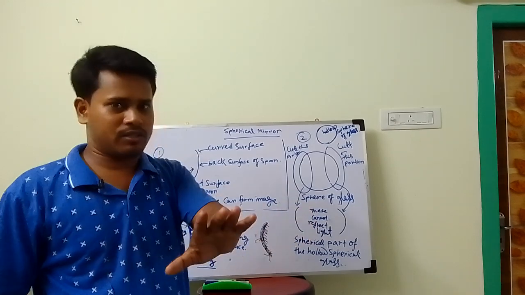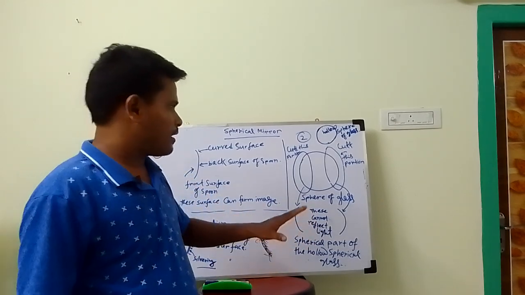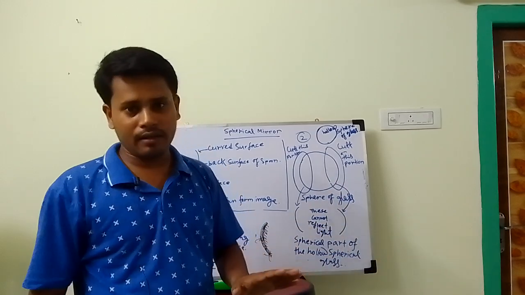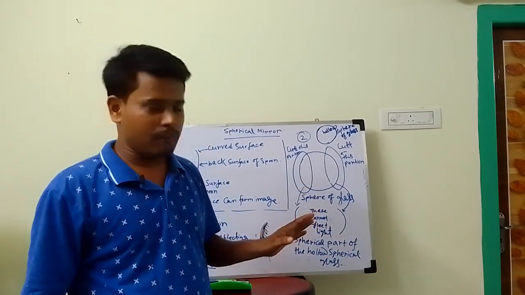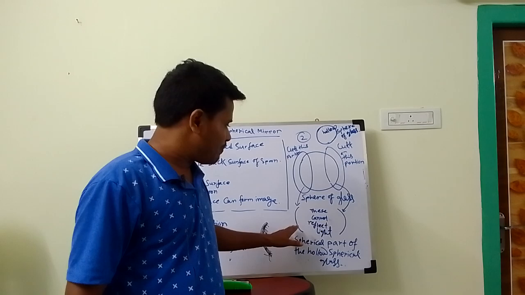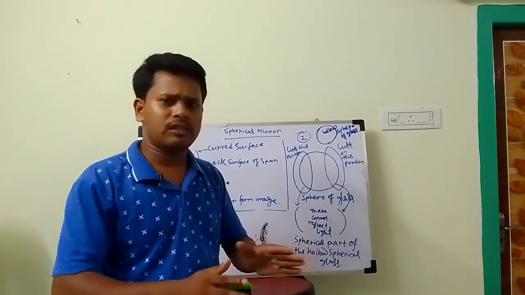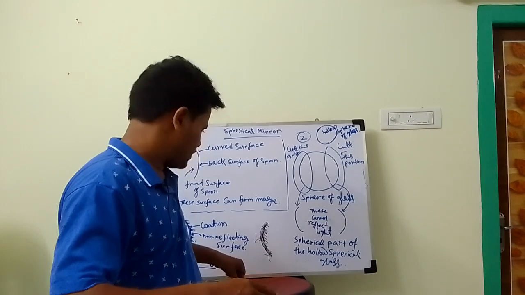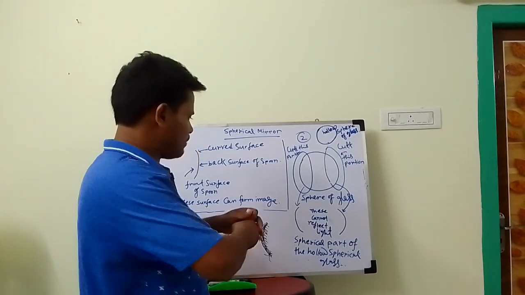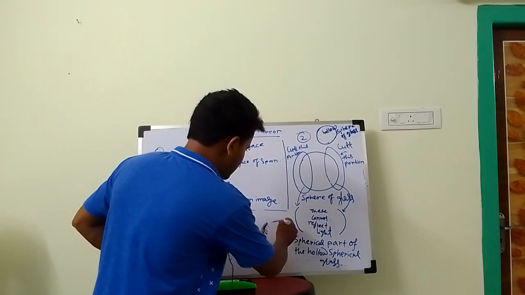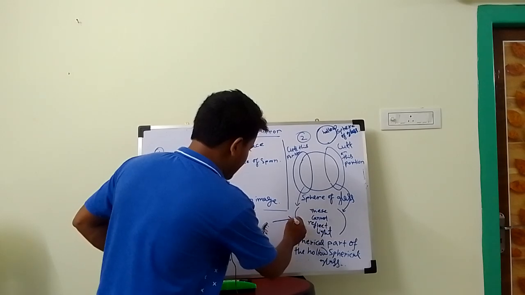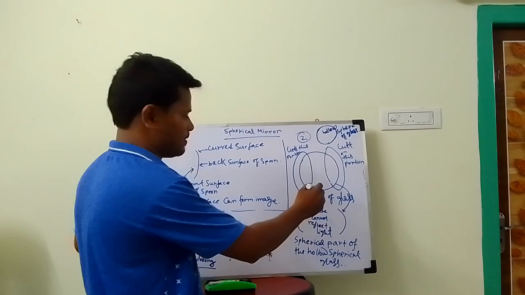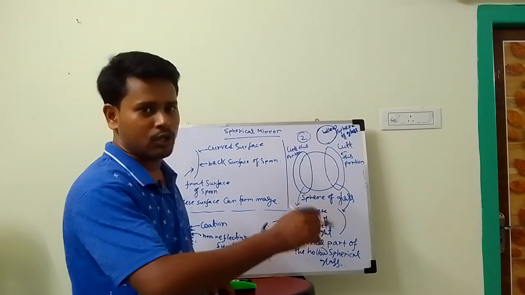Don't worry, I will give the answer. They can't reflect the light ray. Why can they not reflect the light ray? Because they are made only of glass, and you know that glass is a transparent object. So when light falls on the surface, light rays can easily pass through this spherical glass part to the other side.